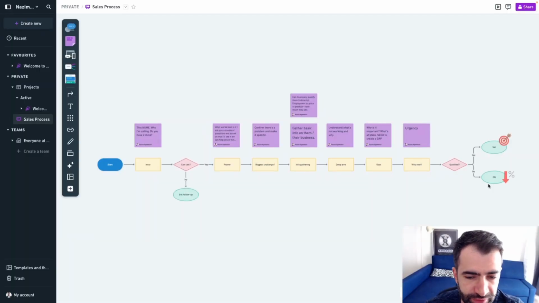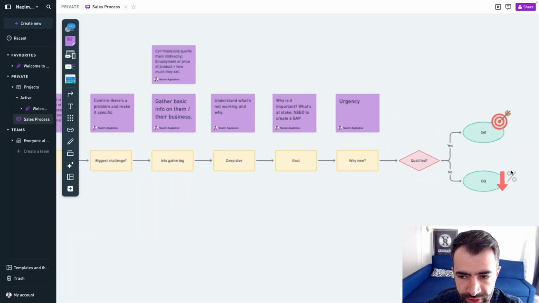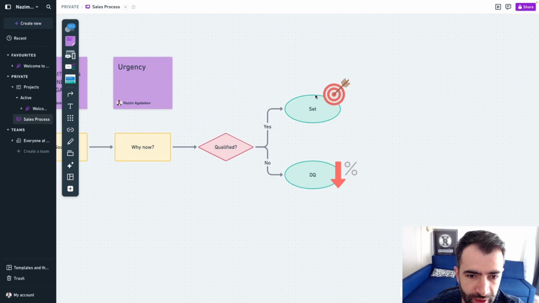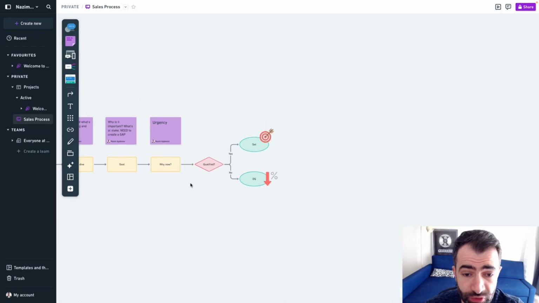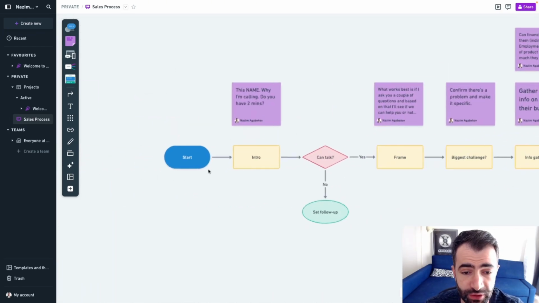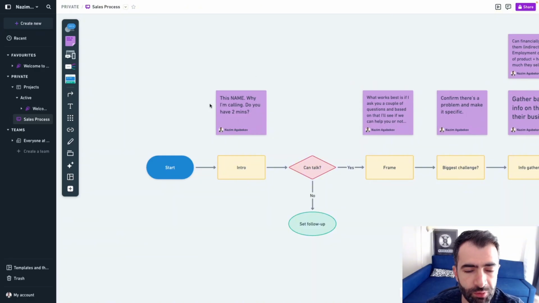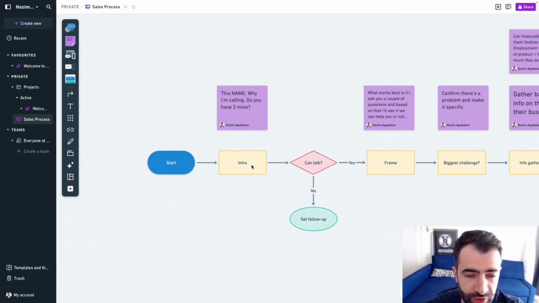As you can see, this is the entire setting process, and the end result of the setting process is you either qualify people for a sales call or you disqualify them. And obviously, let's start from the very beginning. The purple sticky notes are explanations of each phase, and everything starts with an introduction. Depending on how the lead came into your funnel, whether they watched your video sales letter, your webinar, or maybe bought your book, you would obviously adjust your introduction accordingly.